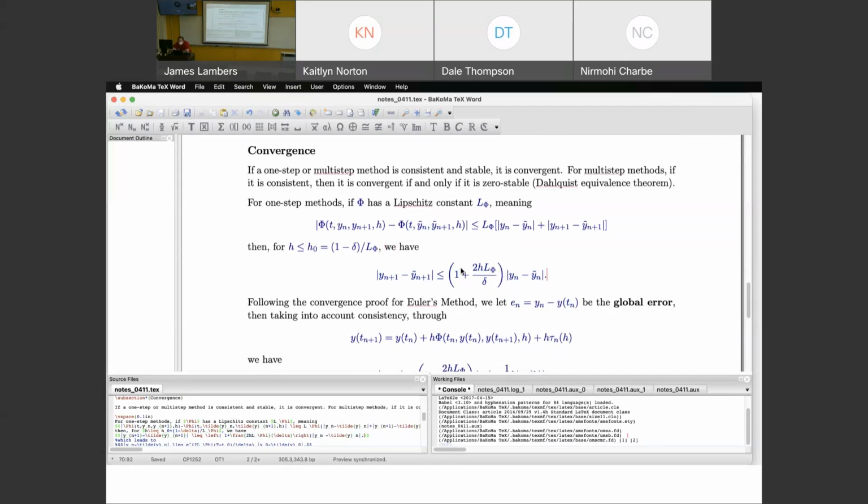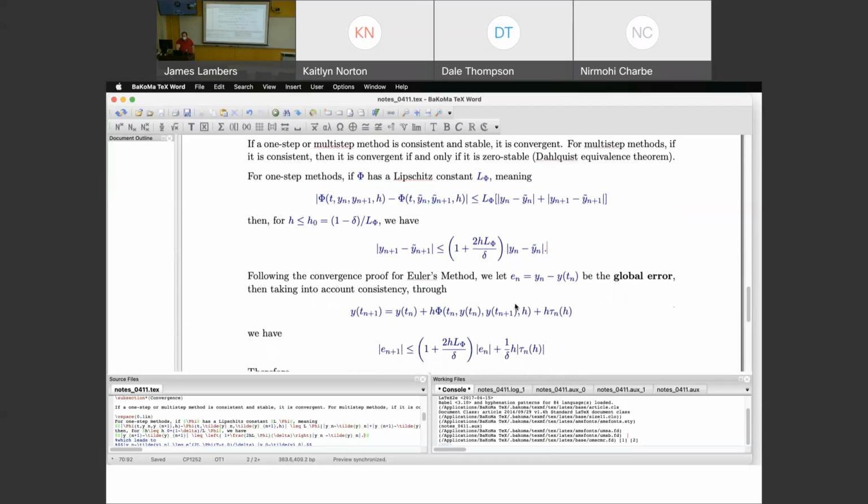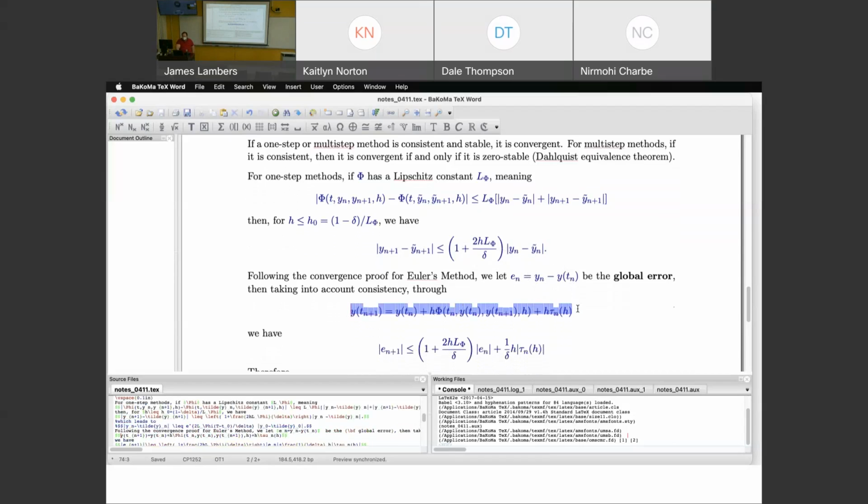When we show convergence, I had actually shown you convergence specifically for Euler's method back in section 12.2. I can follow the same proof, so the same general argument. For that, I define the error after n time steps to be the difference between the computed and exact solutions. And from the fact that the one-step method in question is consistent, I have that the exact solution satisfies the equation defined by the one-step method, except for this additional term, h times the local truncation error, tau n of h.